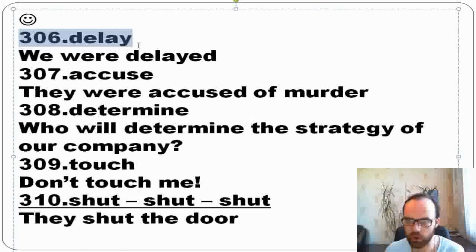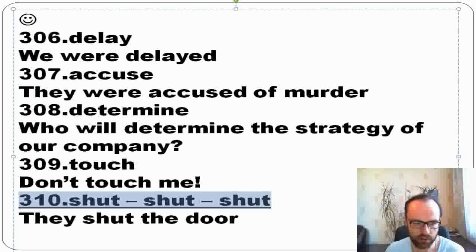Delay. We were delayed. Accuse. They were accused of murder. Determine. Who will determine the strategy of our company? Touch. Don't touch me. Shut, shut, shut. They shut the door. Shut means close, or they closed the door.